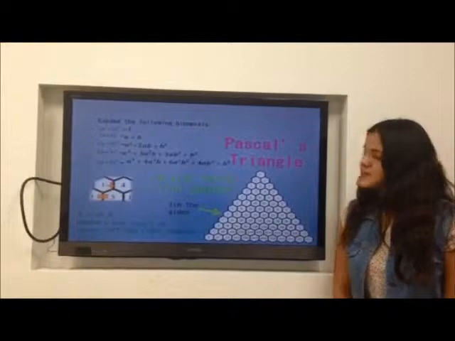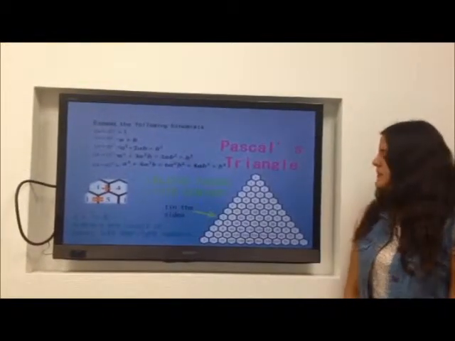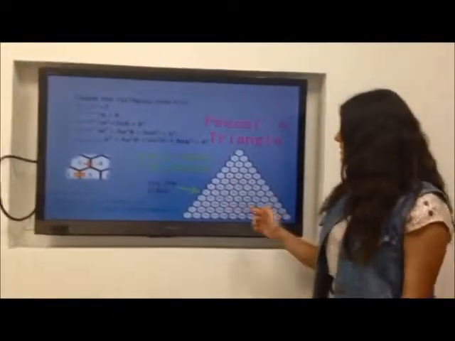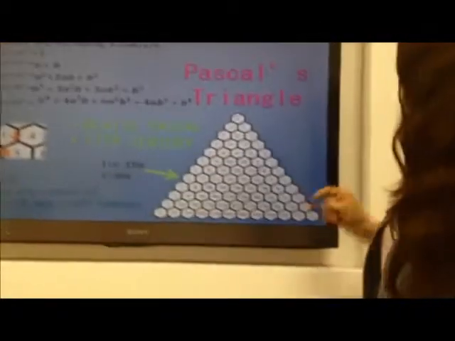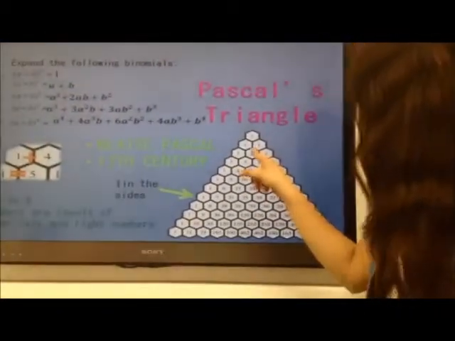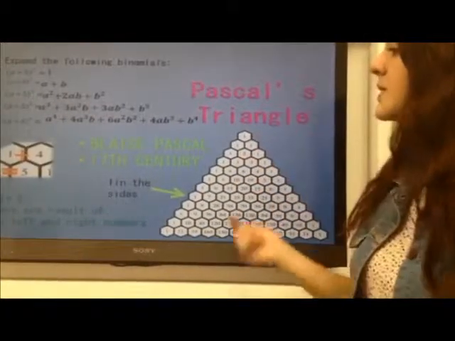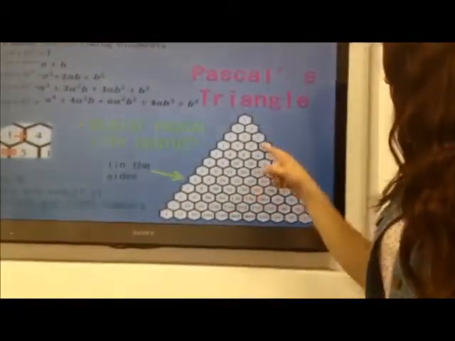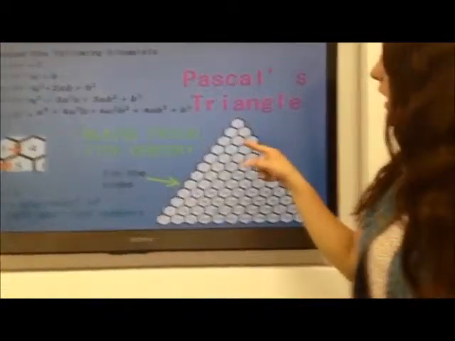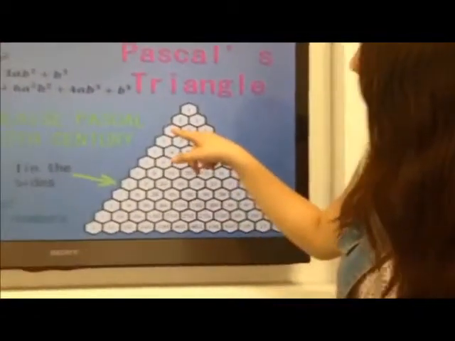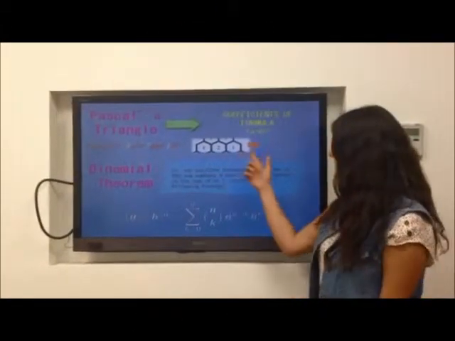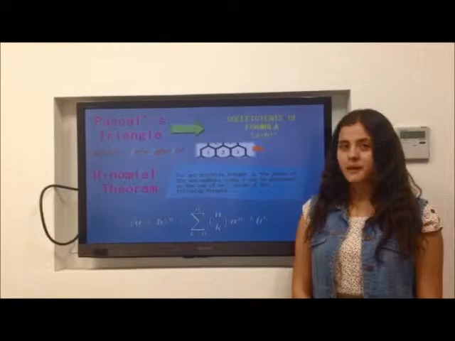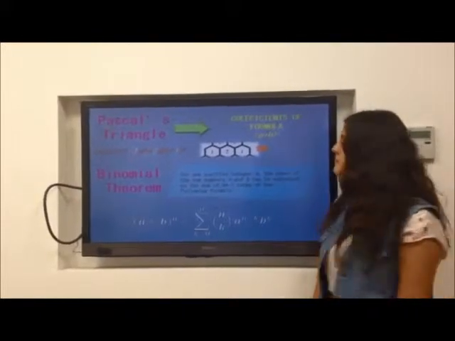polynomial in the 17th century. The Pascal triangle consists in placing 1 in all the sides, and in the middle, for the numbers in the middle, we're going to fill with the sum or the addition of the number in the upper left and in the upper right. The Pascal's triangle will give us the coefficients of the expansion of a binomial to a degree.